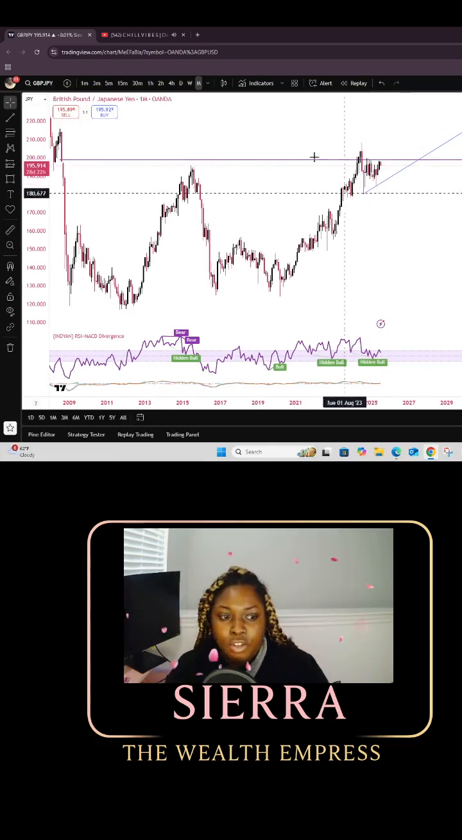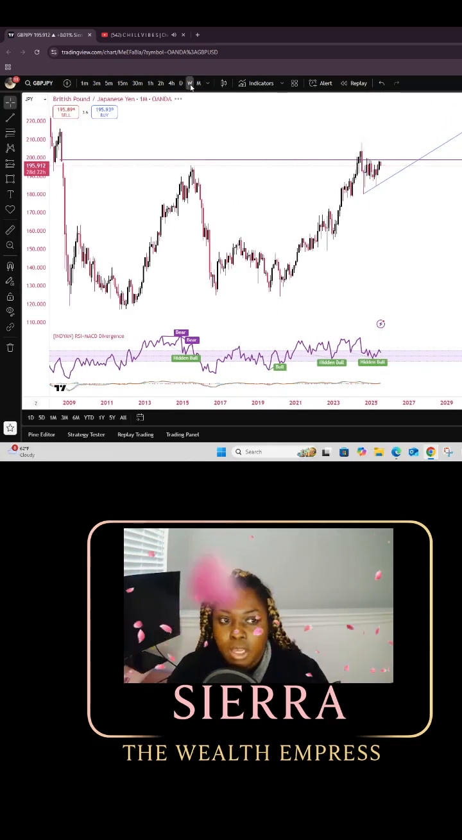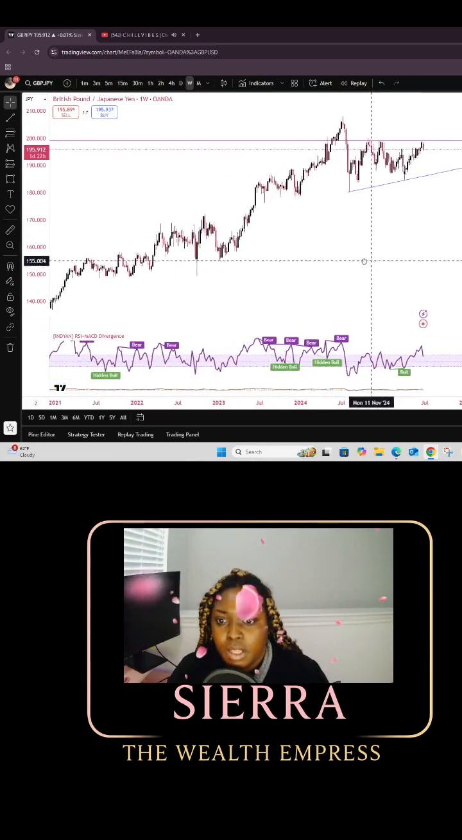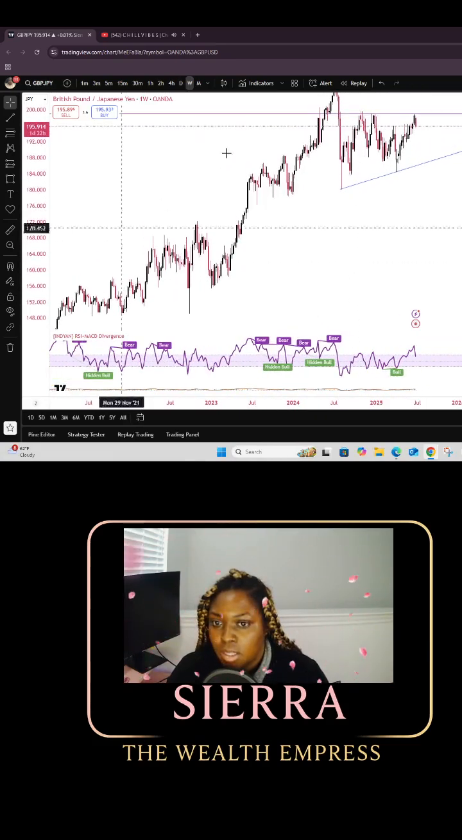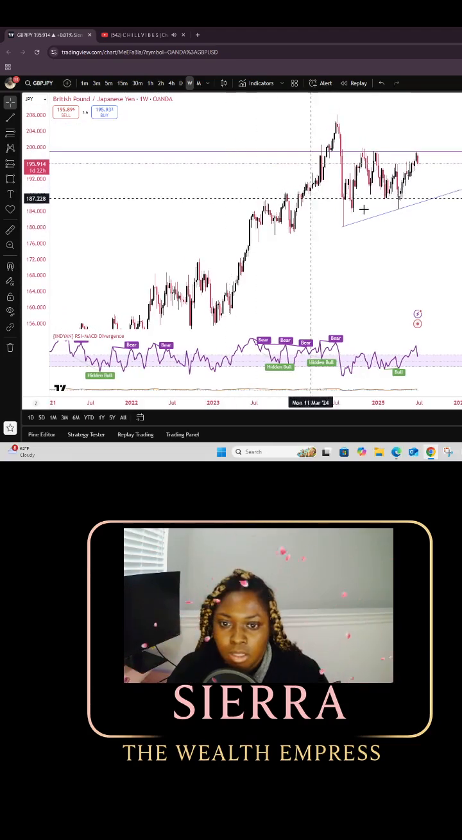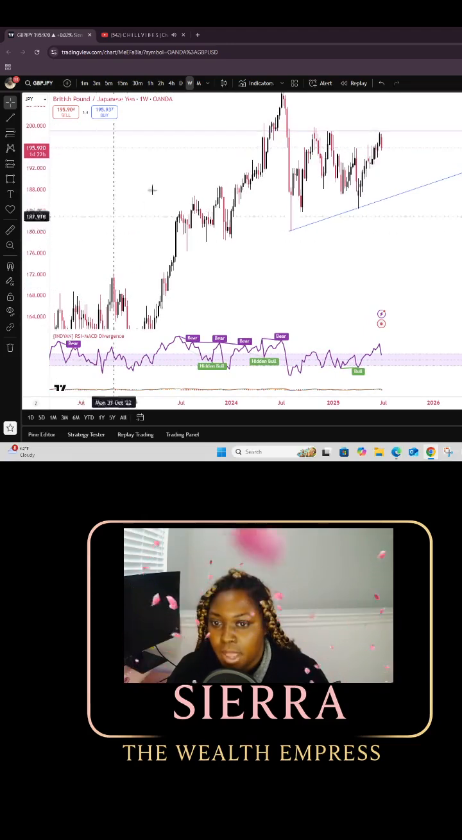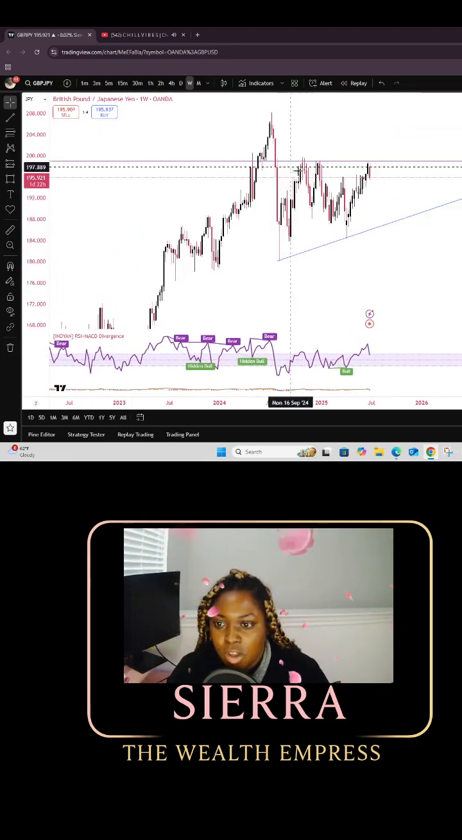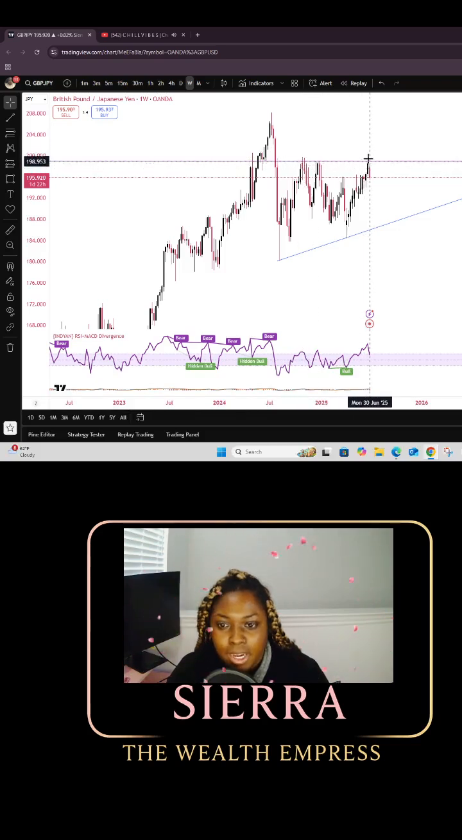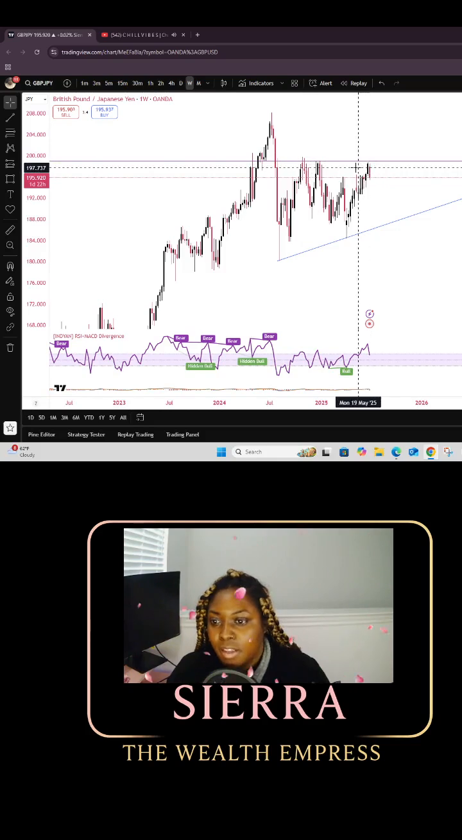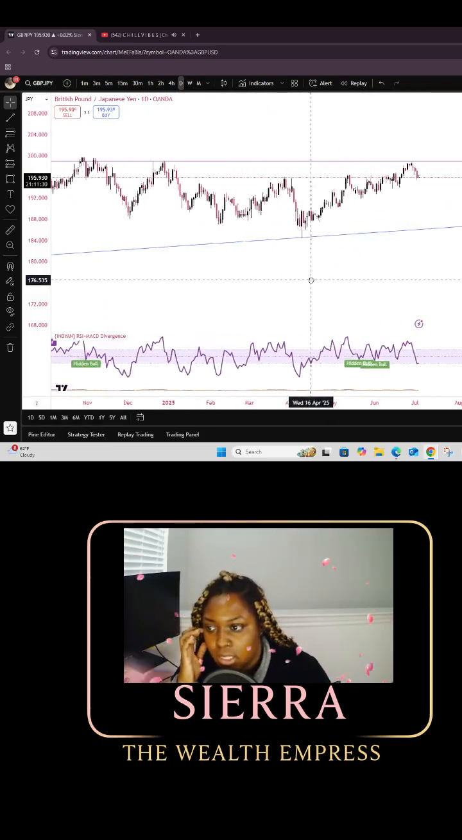All right, so now I'm gonna come down to my weekly, and let's see what's going on in my weekly. Okay, so it looks like price is heading back down. We've hit this zone once, twice. We haven't quite hit it again yet. So I want to see what price is reacting to here. So now I'm going to come down to the daily.